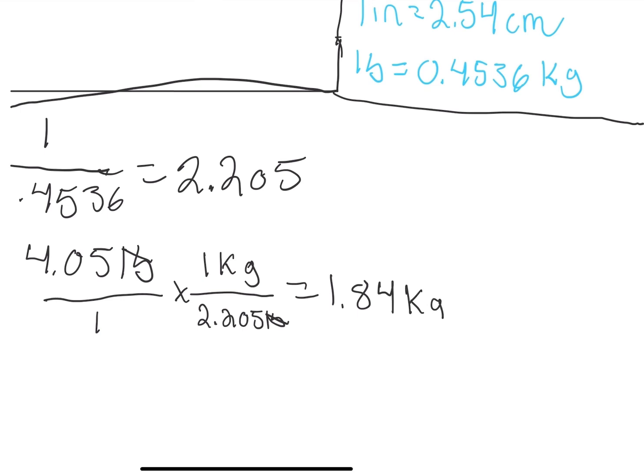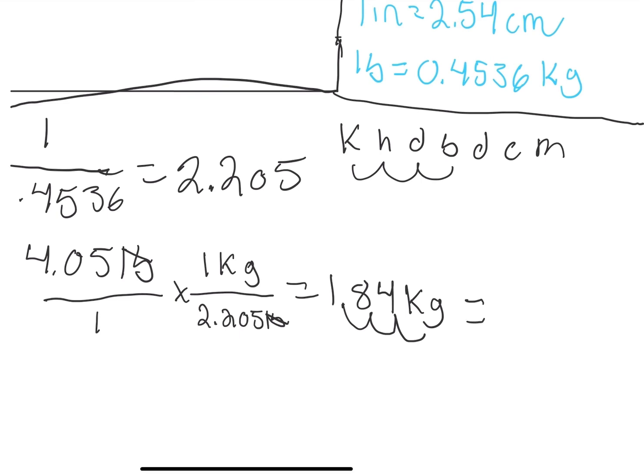kilograms. But we still need to change this to grams, and we can do that with our metric conversion, and we can write out King Henry died by drinking chocolate milk. And so, since we're going from kilograms to our base, which is grams, go over 3 times, which means we move the decimal over 3 times, and that would mean it's 1,836, because originally this was 1.836, blah blah blah, and I accidentally rounded too early.